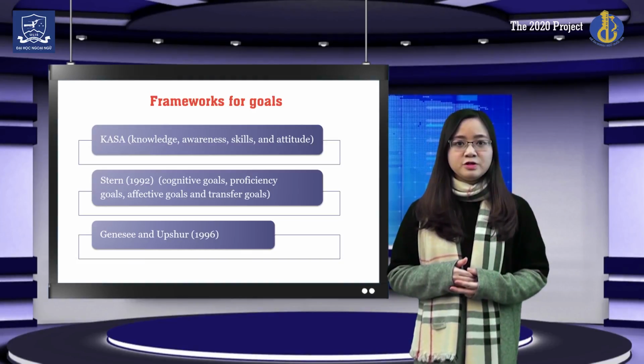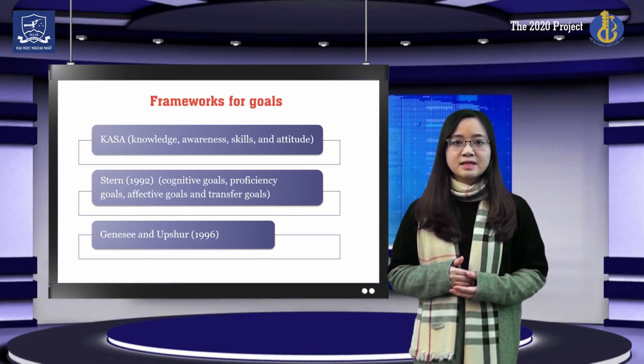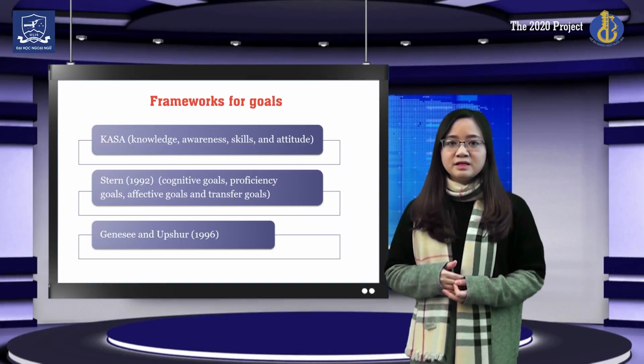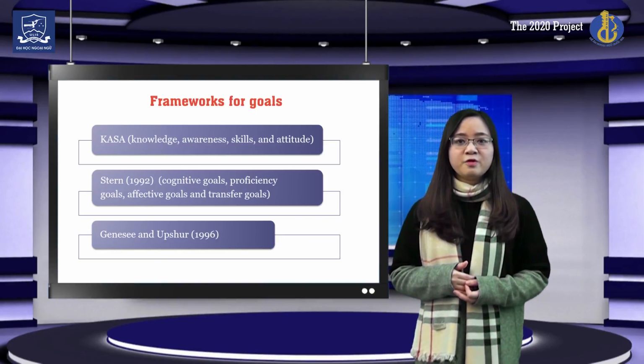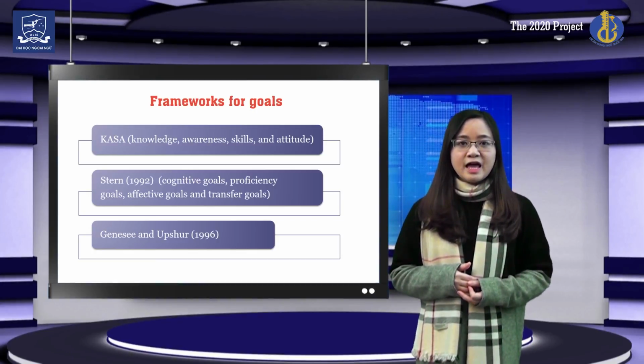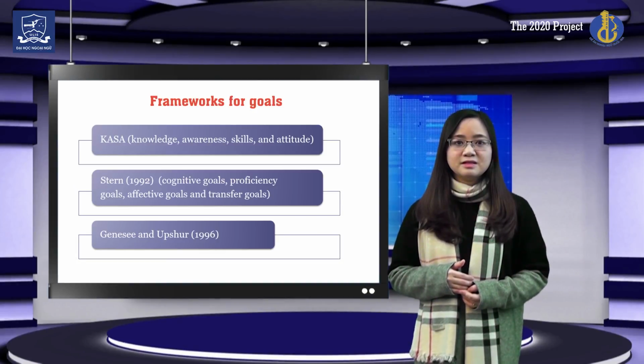Once you have a list of goals, how do you organize them into a coherent plan? Teachers have found that different conceptual frameworks can help them to organize their goals. The first one is called CASA, which is an acronym for knowledge, awareness, skills, and attitude. The second one comes from Stern in 1992 and includes cognitive goals, proficiency goals, affective goals, and transfer goals. I will also introduce a third framework developed by Chaudron and Usher in 1996.